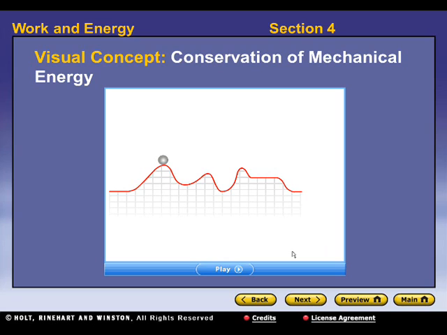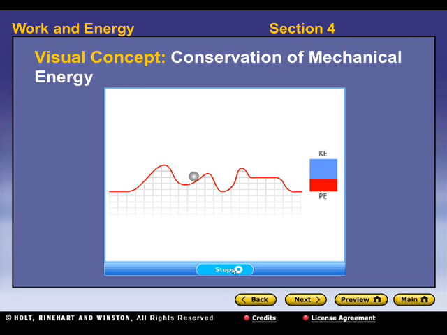So let's look at this video on conservation of mechanical energy. Imagine an enormous steel ball resting at the top of a roller coaster track. If the track and the ball are perfectly smooth, then no energy will be lost due to friction as the ball rolls along the track. We will also assume that wind resistance can be ignored.